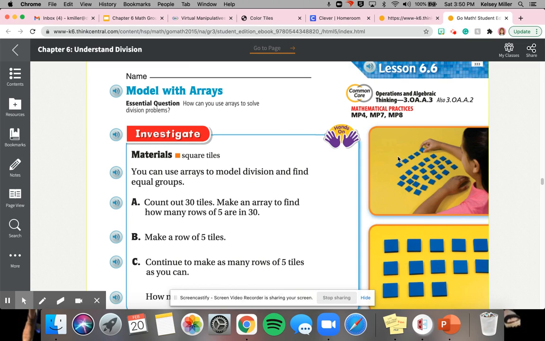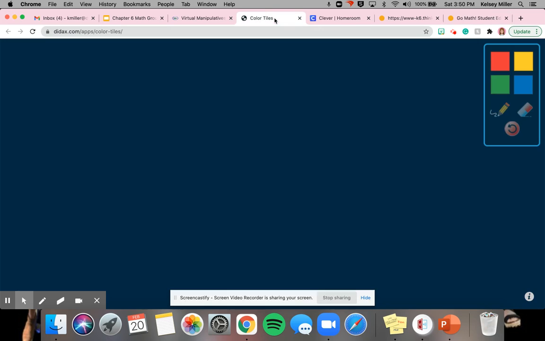All right, so now you have everything that you need to solve these questions today. We're going to do some investigation. So we are going to use 30 tiles, and we're going to make an array to find out how many rows of 5 are in 30. So we need to count out 30 tiles, and while we do it, we're going to make rows of 5. So do this along with me.